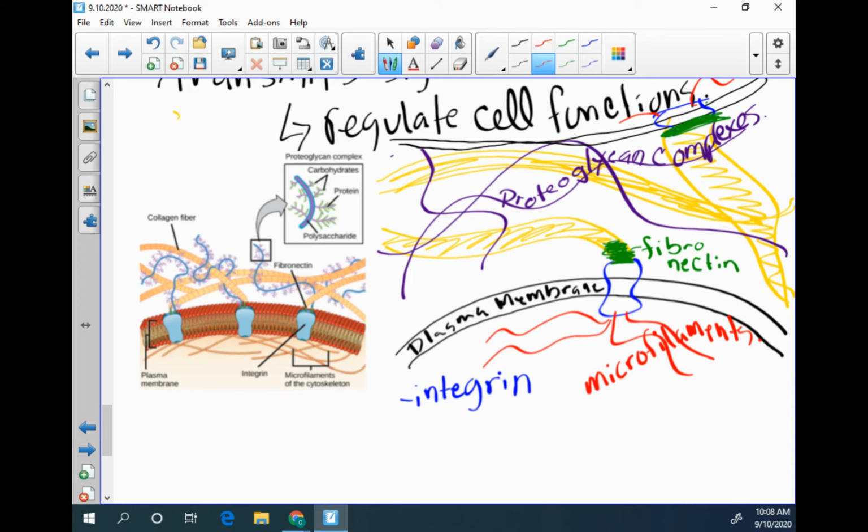Help a little bit? So, main points here: integrins, fibronectins. The yellow is collagen.